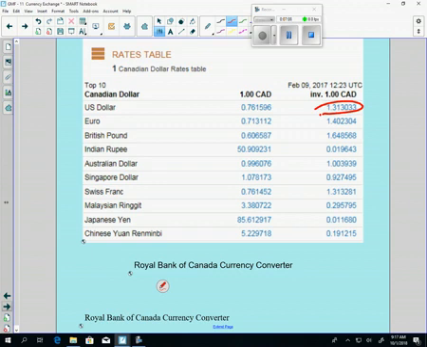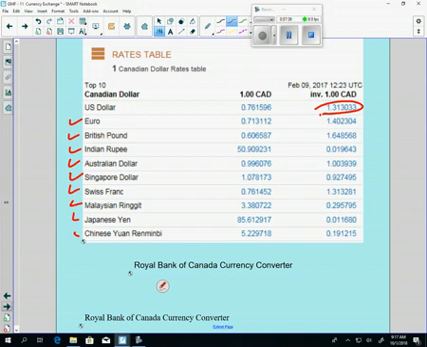And here's all these different countries. The euro, which is what they use over in Europe, in countries like France, Holland, Italy, and Spain. The British pound is becoming unique now. Britain was part of Europe, but they've got a new program. They're leaving it, so they've got to have their own money. Indian rupee, the Australian dollar, Singapore dollar, Swiss franc, Malaysian ringgit, Japanese yen, and the Chinese yuan. These are just some examples of what the money is worth.